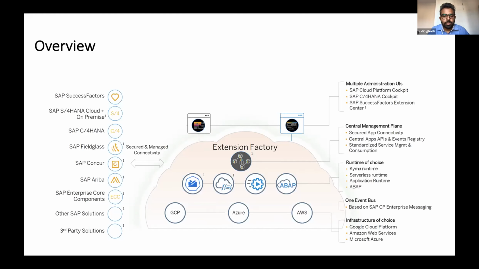So this Extension Factory gives you a framework to develop extensions very easily. At the same time, it enforces best practices for keeping your code clean. If you look at this architecture, in the left panel you have all the SAP products, even SuccessFactors and on-premise systems, and Extension Factory enables secure and managed connectivity. This secure and managed connectivity is enabled by a central management plane where you can connect the different systems.